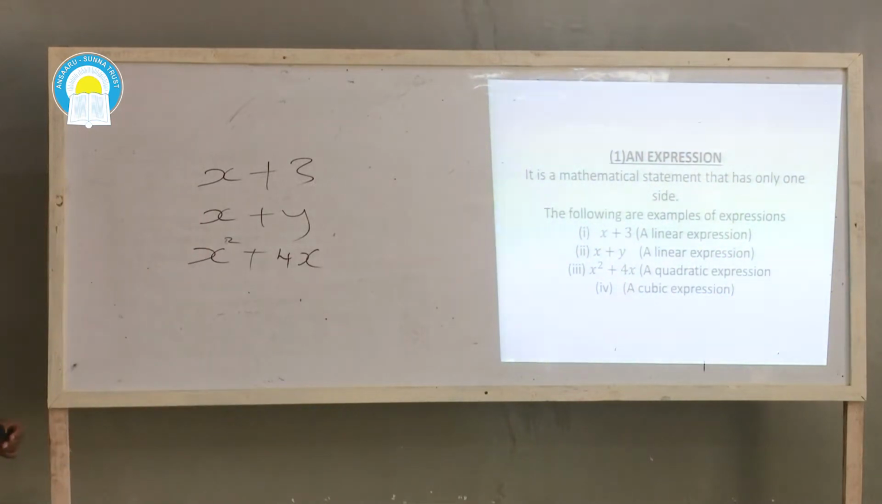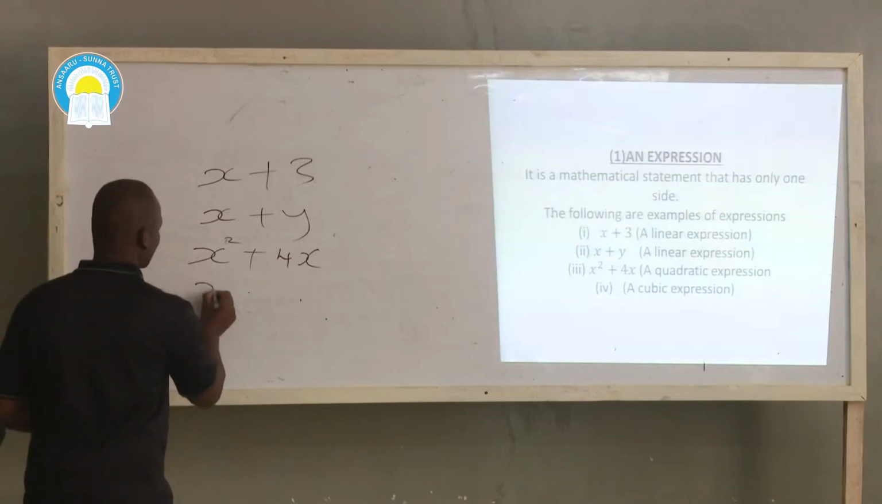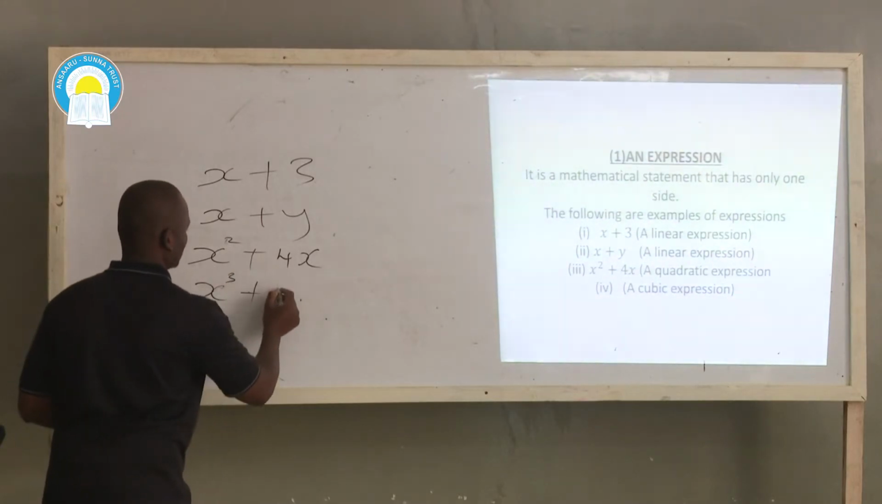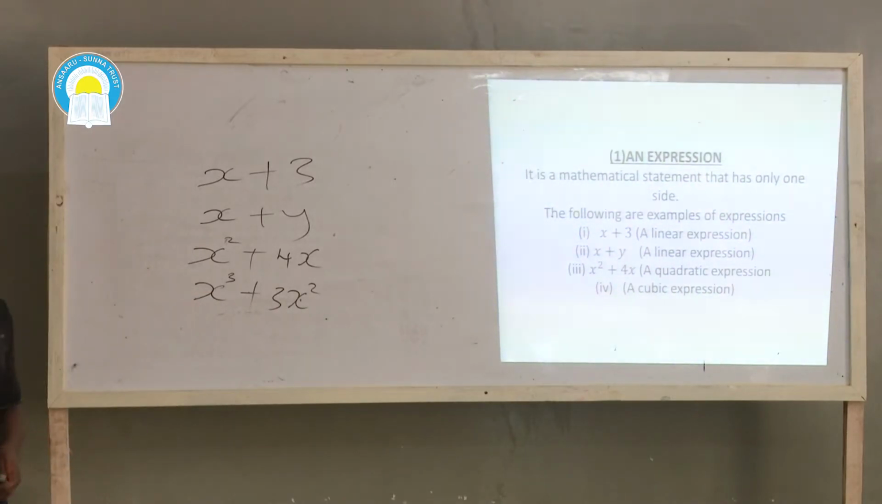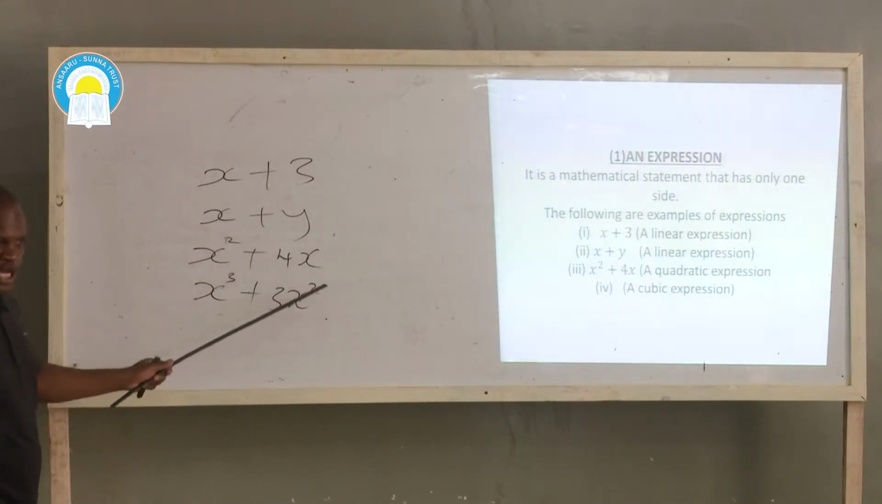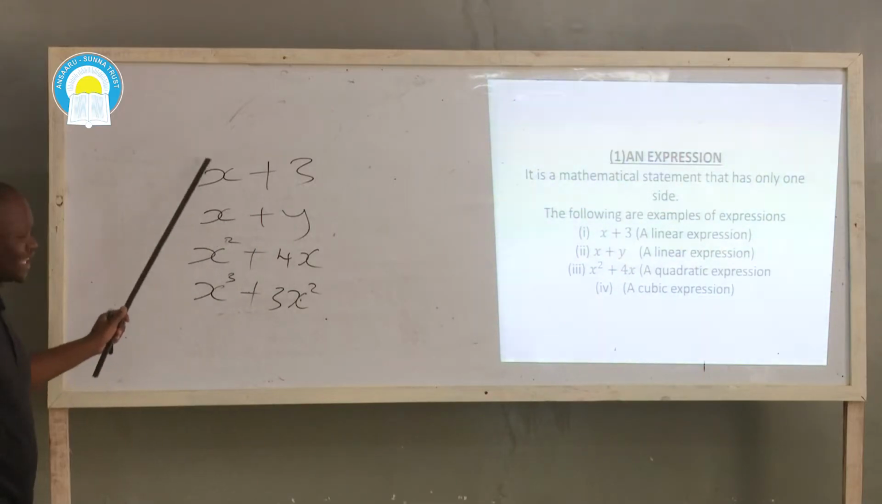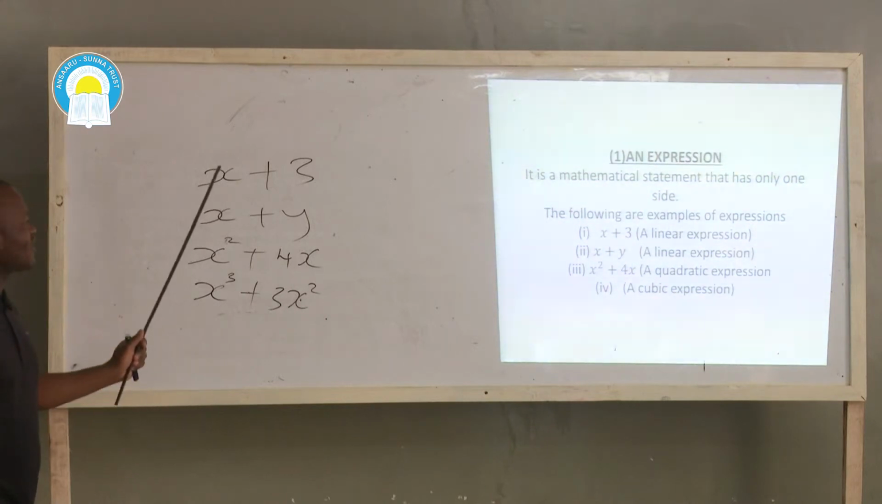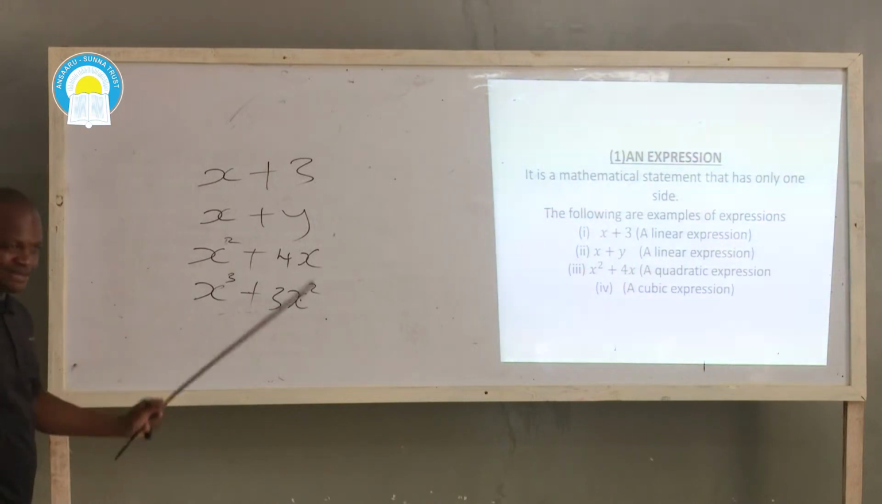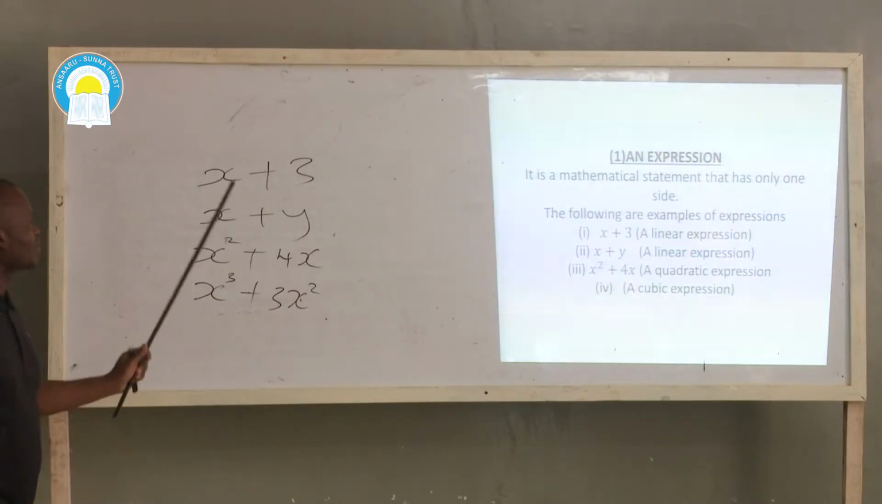And then the last example would be x cubed plus 3x squared. Now, if you're very keen, I've given 4 expressions. These expressions are of different types. Now, x plus 3 and x plus y. If you look at the variables x and y, the highest power there is what? Power 1. So having power 1 as the highest power in a given expression, we call it what?